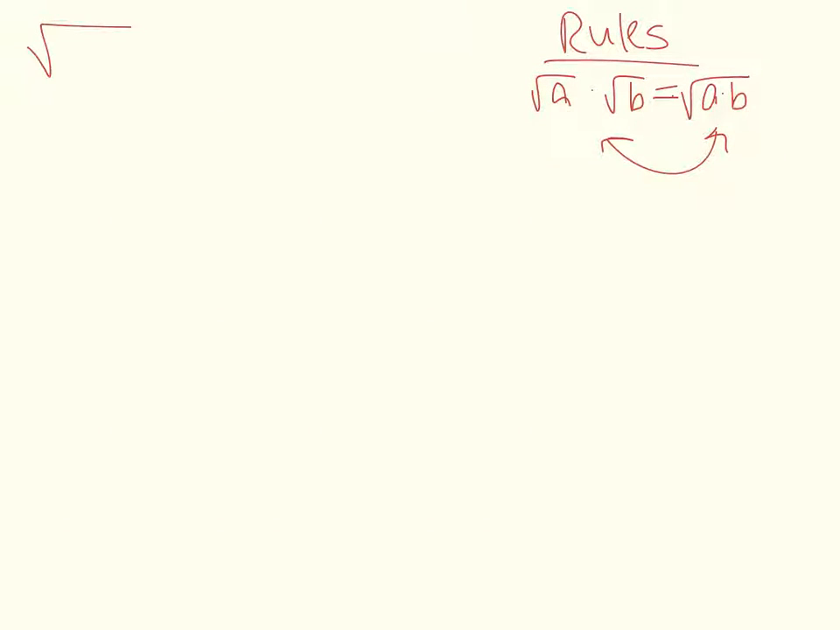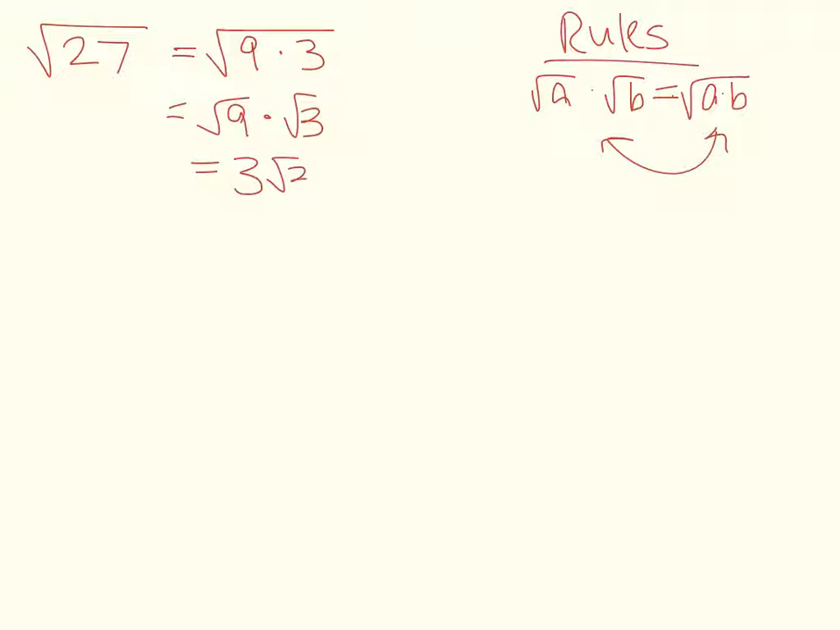Okay, let's try something a little different. Square root of 27. Now I want to split that up into the biggest factor that's a perfect square, which is 9, and 3. Now I can go, that equals square root of 9 times 3, which is 3 square roots of 3.